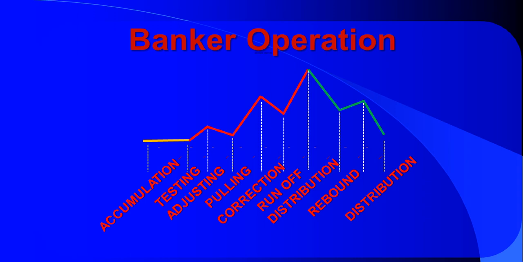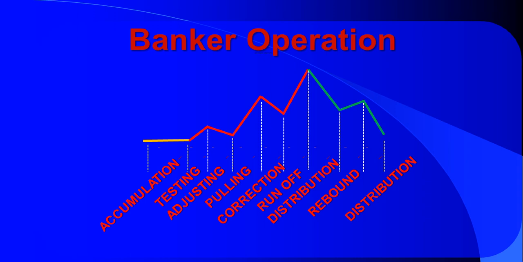Then correction again. If you see the low point is higher than this high point, this is the correction. Then the next one, long off. Then distribution, rebound, and the distribution again. So this is the banker operation.